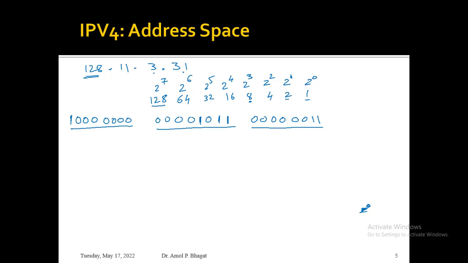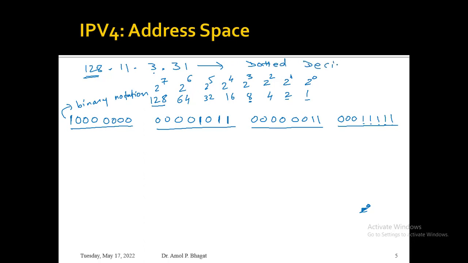Next I have to represent 31. So 31 is 16, 16 plus 8 is 24, 24 plus 4 is 28, 28 plus 2 is 30, 30 plus 1 is 31. That means I have to keep the last 5 bits as 1 and the first 3 bits as 0. So 16 plus 8 plus 4 plus 2 plus 1 is 31. This is 31 in binary. So this was binary notation used to represent an IP address, and this was the dotted decimal representation.